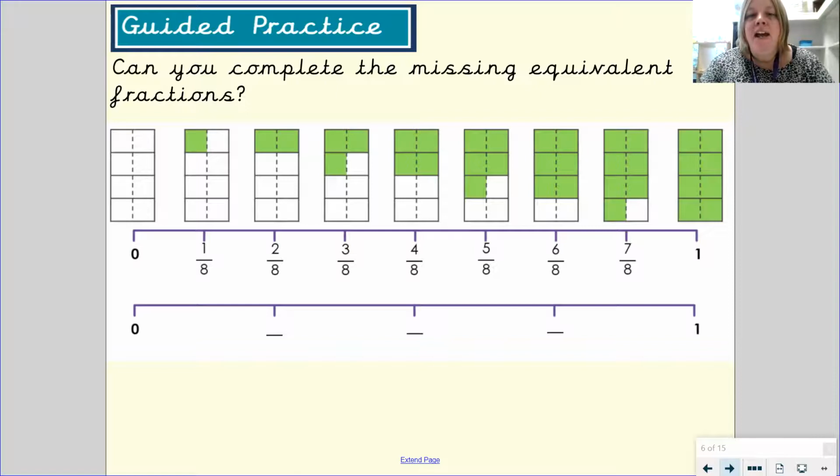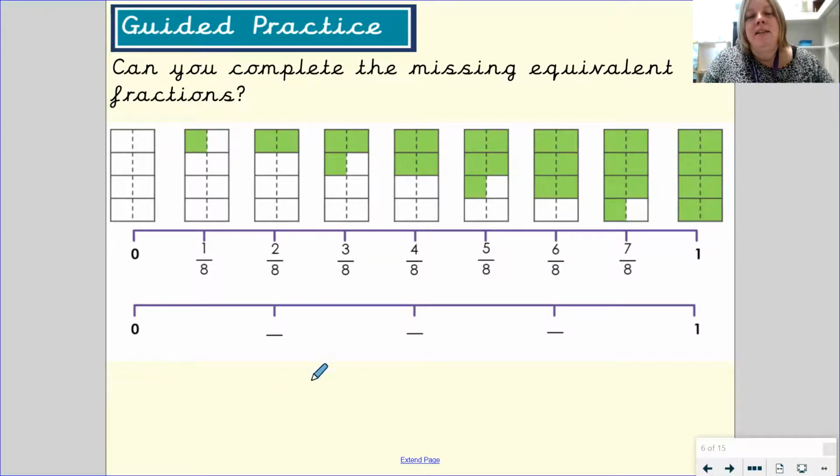Pause the video and have a go at writing the fraction that is equivalent to 2/8, that is equivalent to 4/8, that is equivalent to 6/8. You need to look at the number line and see how many parts it is divided into to help you. Pause your video now. Let's have a look.